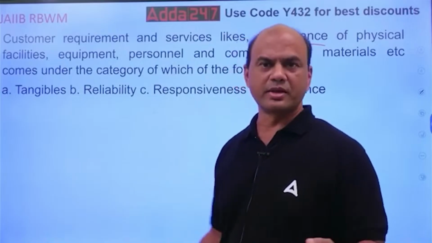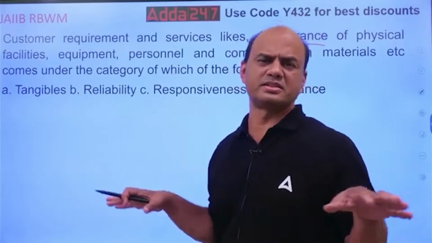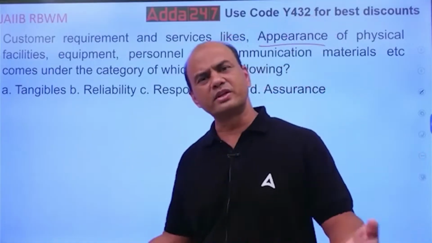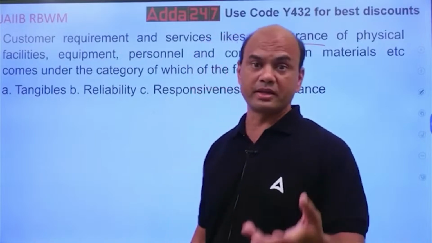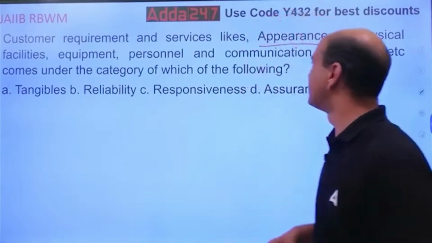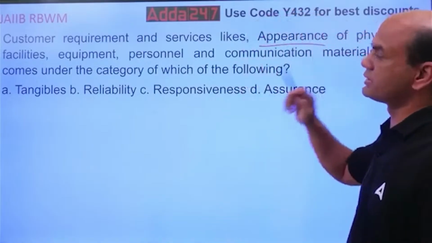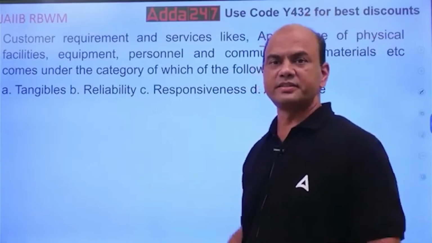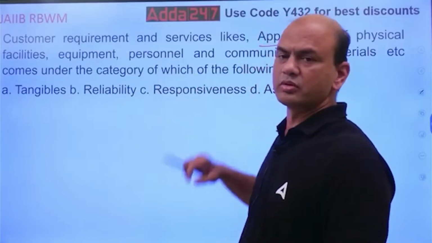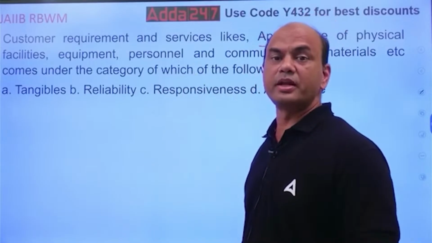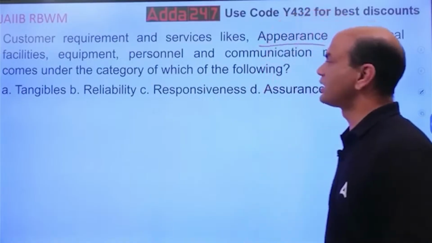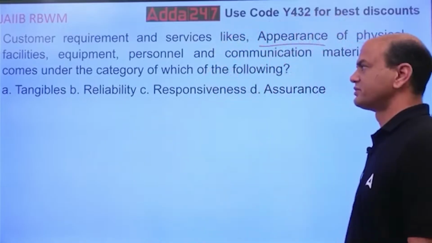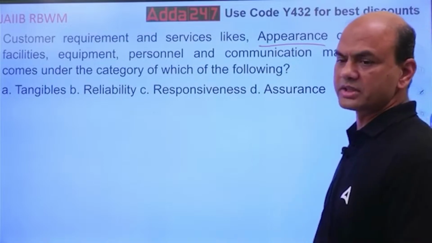Whenever any customer comes into the branch, if he sees dusty fans, dusty branches, files lying, employee is not there on the table, that is all appearance. But if he sees appearance of physical facilities, very good, polished branch, posh, clean, lights everywhere, equipment, good personnel to respond. Employees are responding immediately. All these come under what? Tangible, reliability, responsiveness and assurance. What does it come under?